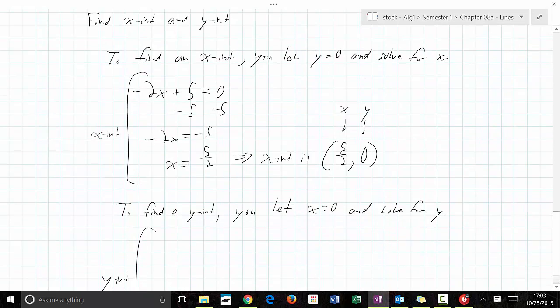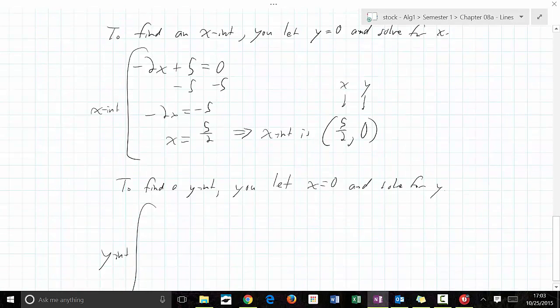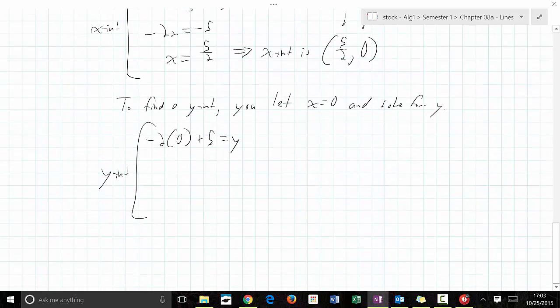I know that it's going to have a y-intercept, but I'm actually going to take the original equation, which is way up here, and plug in 0 for x. So I go negative 2 times 0 plus 5 is equal to y. Negative 2 times 0 is 0, and I get 5 is equal to y. Okay, so what that means is that my y-intercept is 0, 5. It's the ordered pair 0, 5.